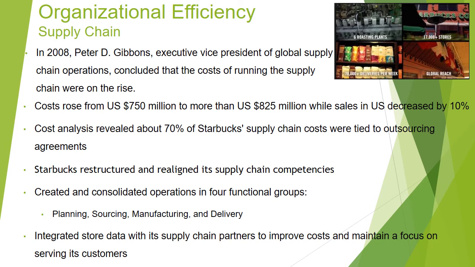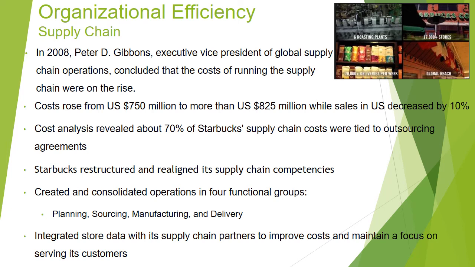From a supply chain perspective, in 2008, Peter Gibbons, who was the Executive Vice President of Global Supply Chain Operations, concluded that the cost of running the supply chain was on the rise. Now, between October of 2007 and October of 2008, the supply chain expenses in the United States rose from $750 million to more than $825 million, while sales in the US decreased by 10%. Also, cost analysis revealed that about 70% of Starbucks supply chain costs were tied to outsourcing agreements. Starbucks needed to make a change.